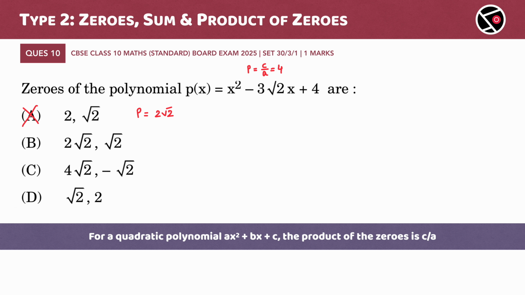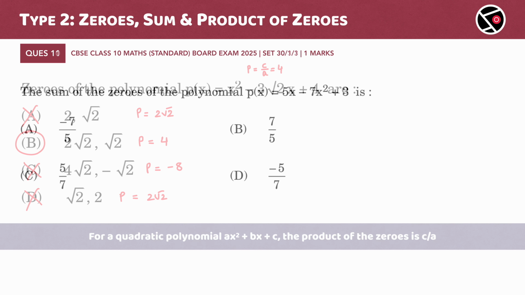For option B, 2 square root 2 times square root 2 is 4. This looks good. For option C, 4 square root 2 times minus square root 2 equals minus 8, not equal to 4. C is dropped. For option D, square root of 2 times 2 is 2 square root 2. Again, not equal to 4. We drop D. Option B is our choice.